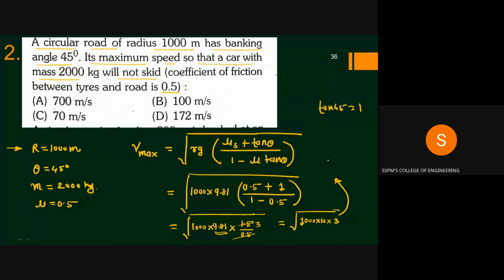And 1000 into 10 will be 10,000. So the square root of 10,000 will be 100. So 100 into square root 3. The square root of 3 is the standard value, 1.73. And the square root of 2 is 1.41. Okay. So you should know these values for square root 3 and square root 2. So put here 1.73. So it is 100 into 1.73, which is equal to 173 meters per second.